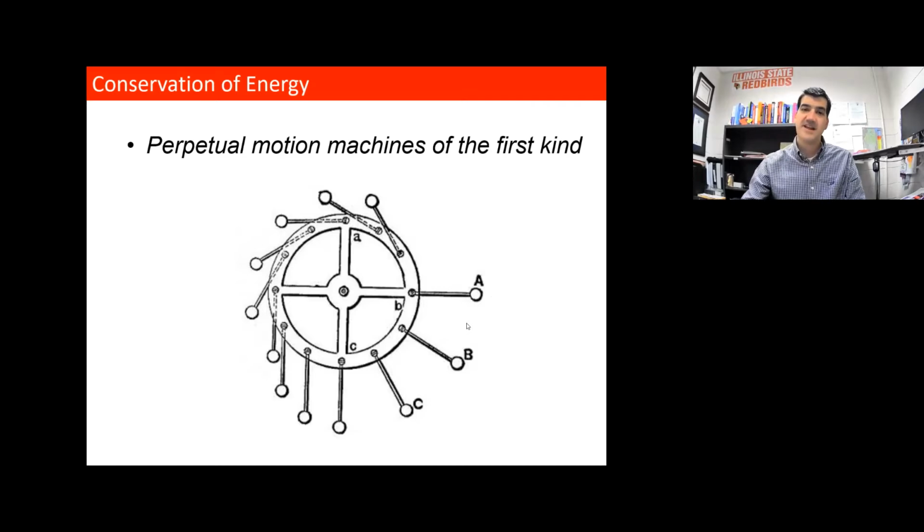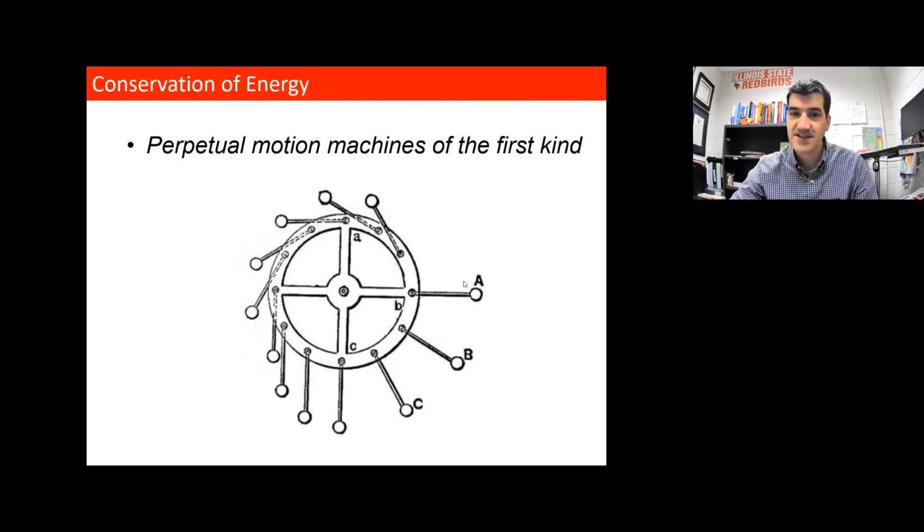So the idea is that as the wheel is spinning this way, the arms on this side of the wheel kind of tilt downward. And then as these arms cross the uppermost part of the wheel, as they're falling down, they pivot down. And then it exerts more torque on this wheel, which causes the whole wheel to rotate. That's the idea. It doesn't work.